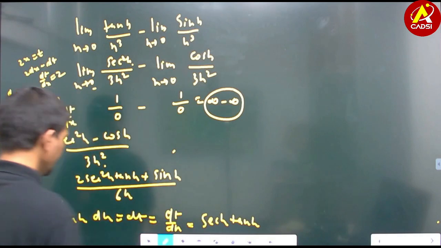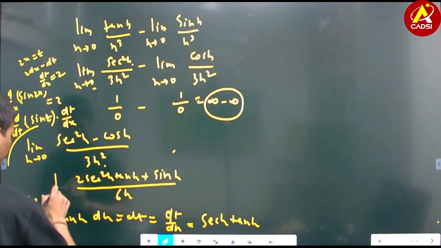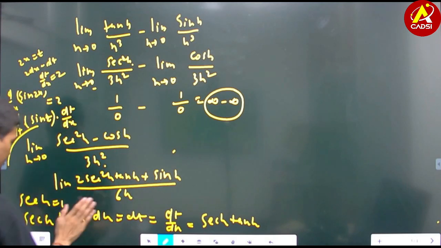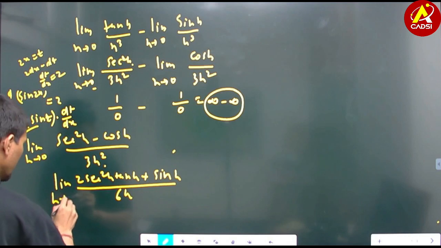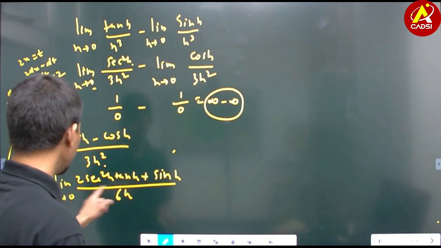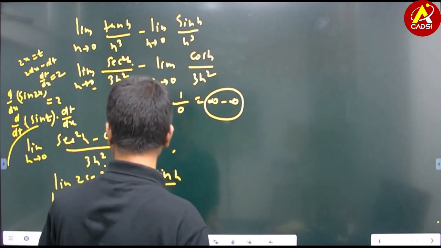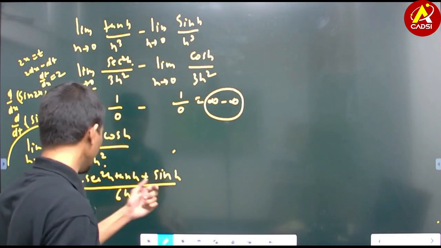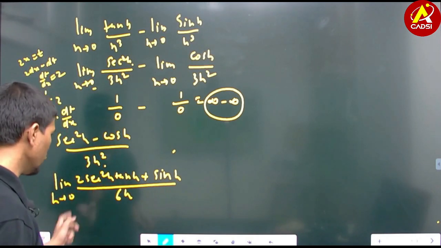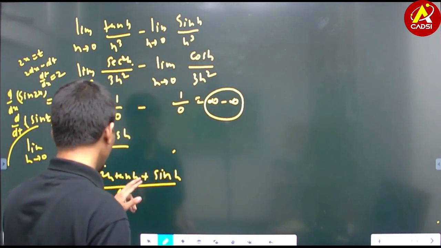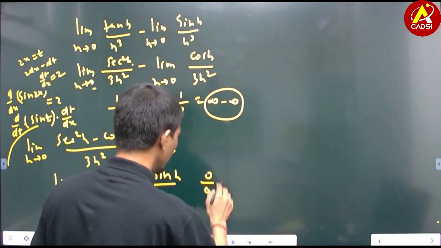So here we have 2 sec square h tan h plus sin h, limit h tending to 0. When we put h equals 0, tan h is 0 and sin h is 0, so again it is of the form 0 upon 0.